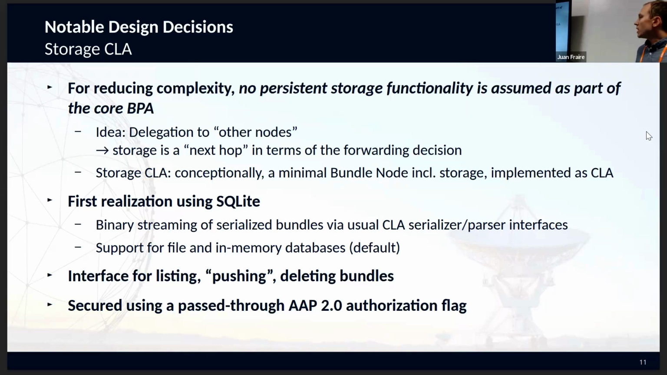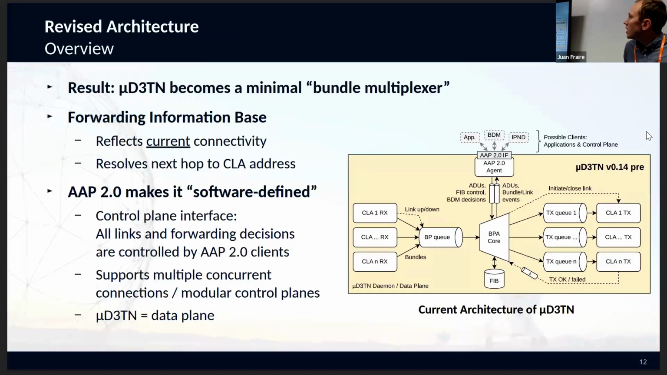And this is using SQLite, so we don't have to care about syncing files and so on, and it supports file databases and in-memory usage as the previous version of µD3TN did. This is also secured using the AAP 2.0 shared secret mechanism, which sets an authorization flag in a bundle, because of course you don't want to let any application control your storage on the node.